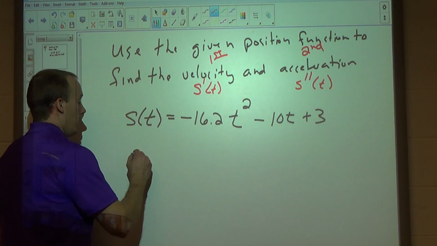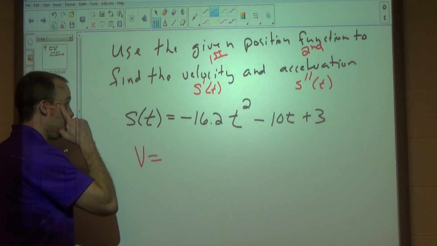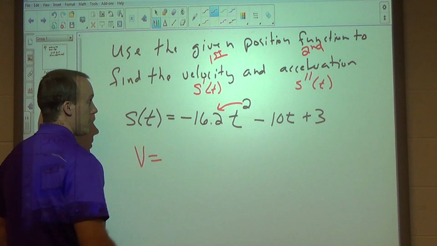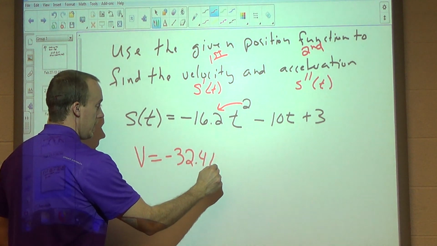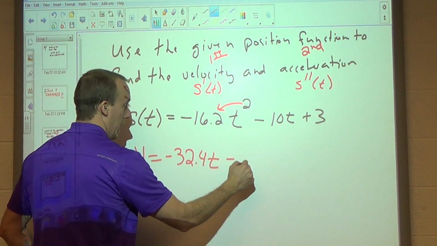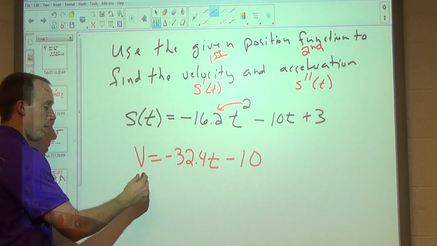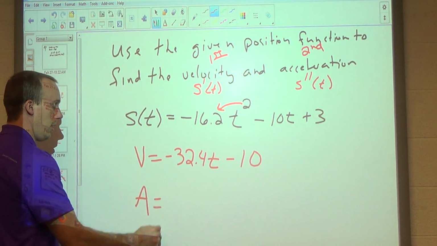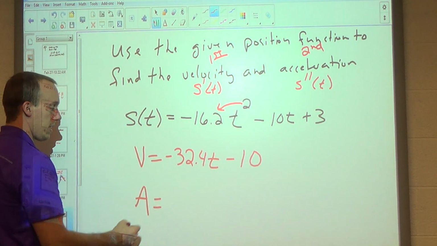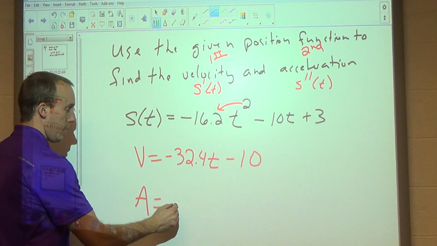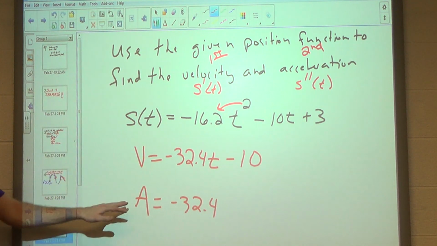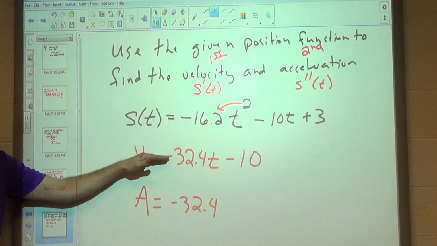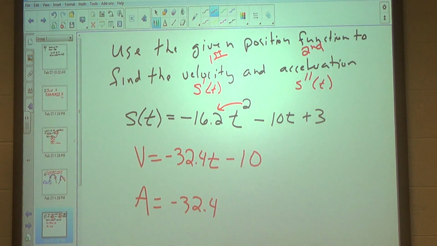So velocity equals, what's this gonna give me? That times 2 is negative 32.4 t minus 10. So that's my velocity, and my acceleration would be the derivative of this again. Negative 32.4. So negative 32.4 is going to be my acceleration. So you just went derivative, derivative, and it's the next one. Questions on that?